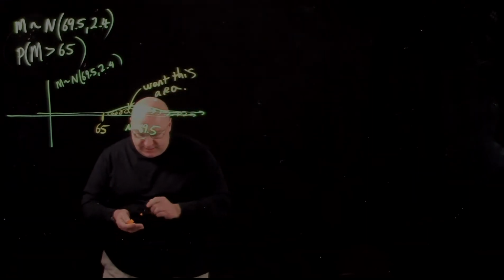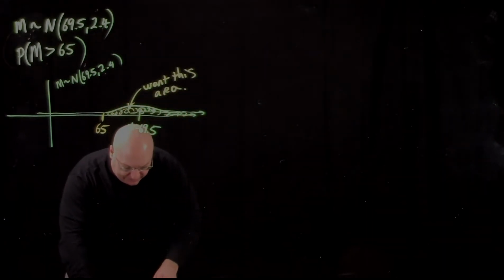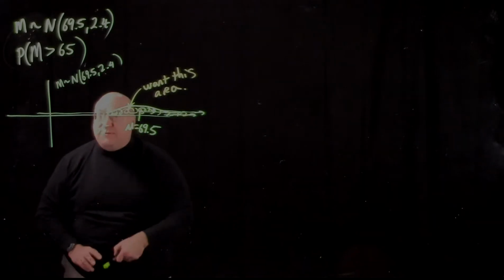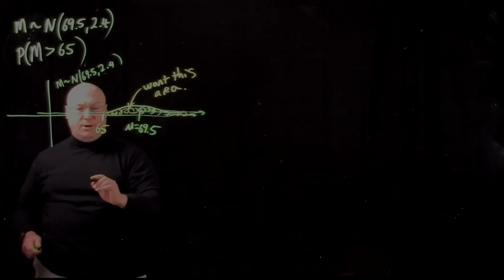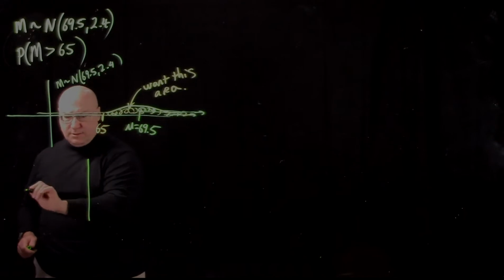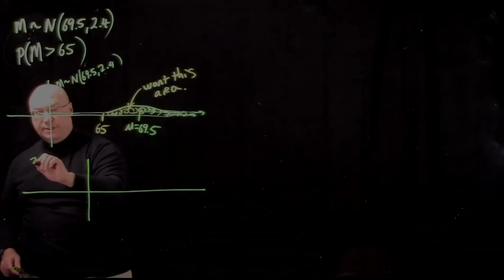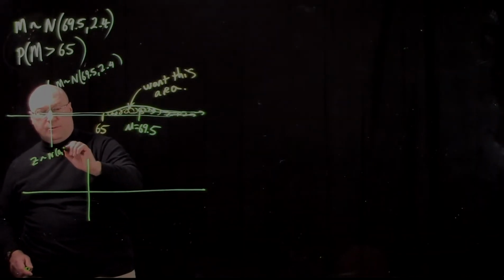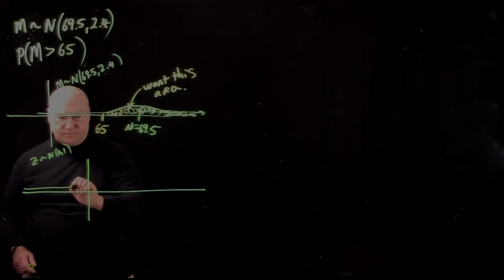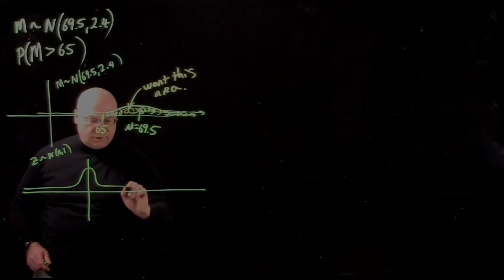Okay. All right, well, we know what to do. We convert to a z-score problem, right? We convert to a z-score problem. So let me do that. Let me draw. This will be z normal 0, 1. So it looks more like that.